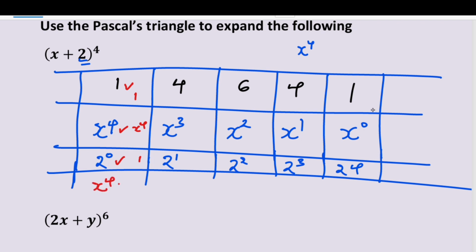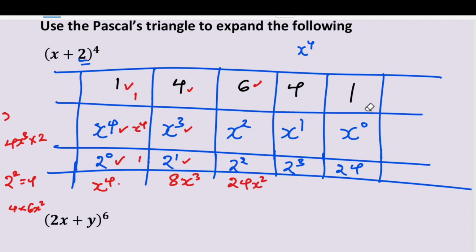The next coefficient is 4. So it is 4 times x cubed. 2 raised to power 1 is 2. So 4 times x cubed is 4x cubed, and then multiply this by 2. It gives you 8x cubed. The next coefficient is 6. 6 times x squared is 6x squared. What is 2 raised to power 2? This one should give you 4. And 4 times 6x squared should give you what? 24x squared. I hope you are able to see how you are getting those values.